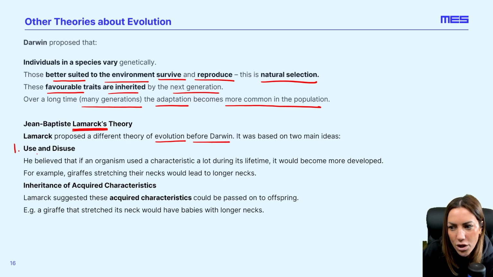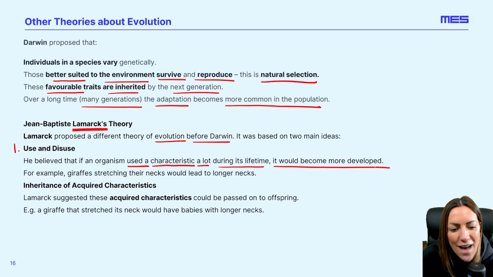So the first one, use and disuse, if you like. He basically believed that if an organism used a characteristic a lot during its lifetime, it would become more developed. So for example, giraffes and their long necks. Because they are stretching and stretching and reaching to get food, they are using their neck more during their lifetime. So gradually it gets longer.